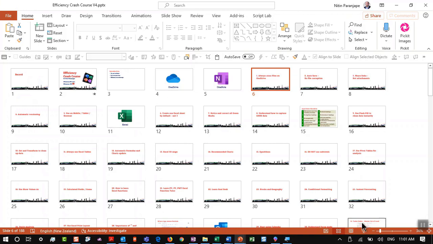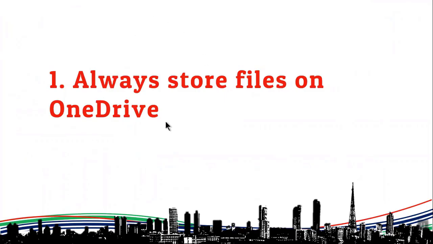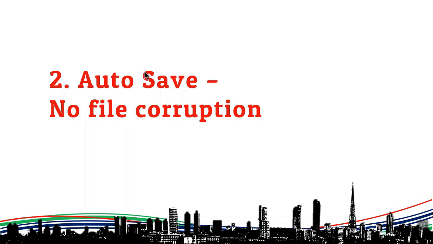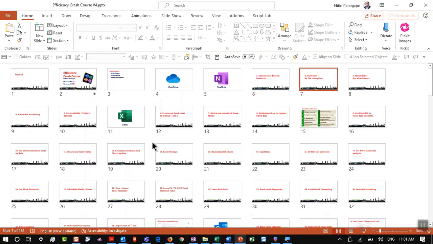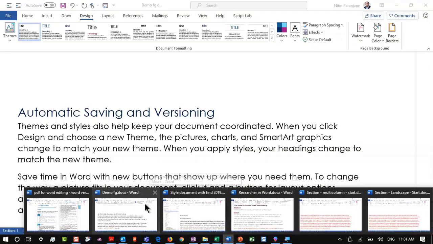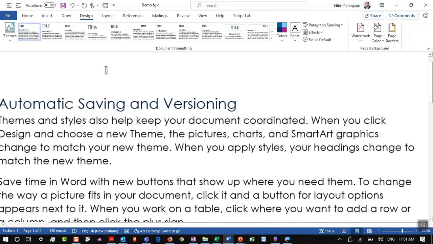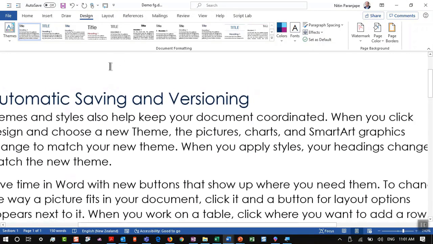Why should we store it there? Very often we work on a file, we forget to save, something crashes and the file goes for a toss, it gets corrupted and all your effort is lost. That will never happen now. Let me show you. So I have a file here. What happens? I hope all of you can see.